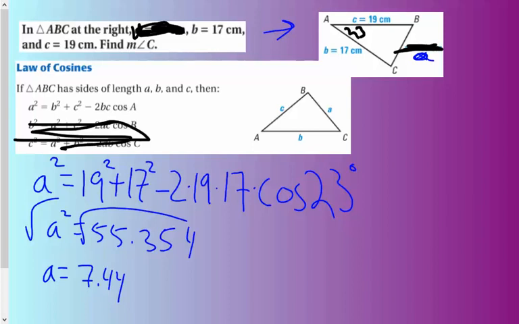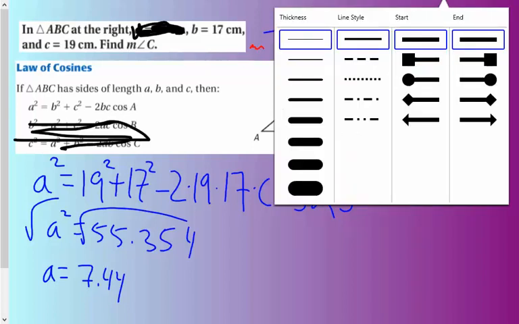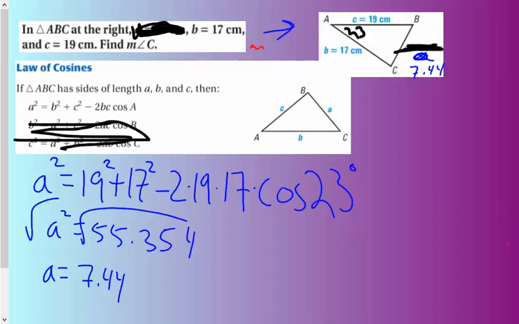Now, once you have a, what's really cool about this, 7.44, now you can actually apply the law of sines, believe it or not, and you can figure out what the other sides are. So if, let's say I wanted to figure out b, now I can do sine of b over 17 equals sine of 23 over 7.44. So if you're solving a triangle, any triangle, you never have to do this crazy law of cosines more than once, because you can always apply the law of sines after you've done it once.